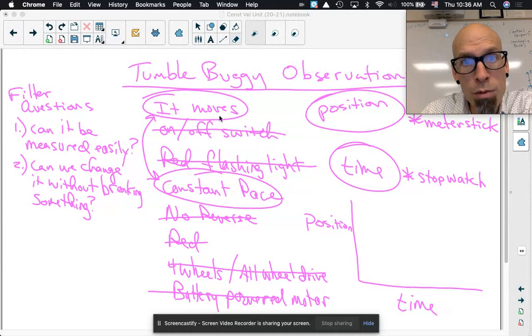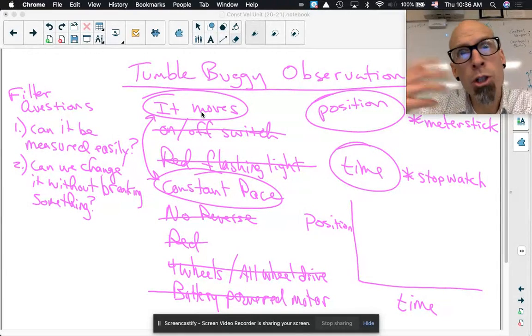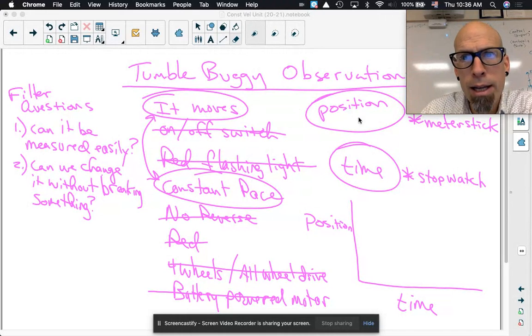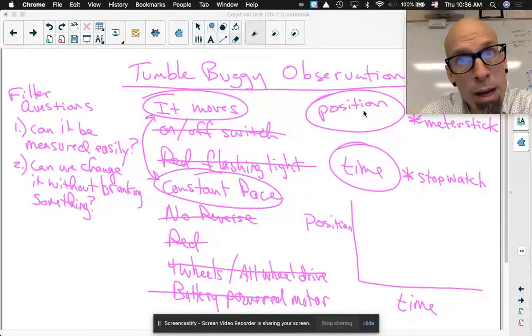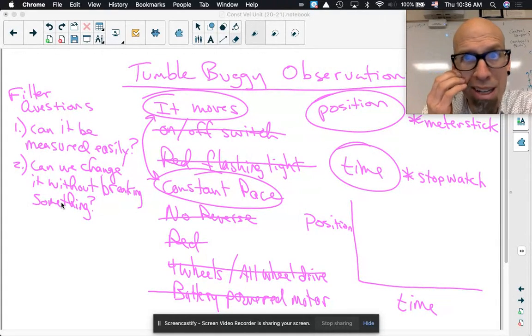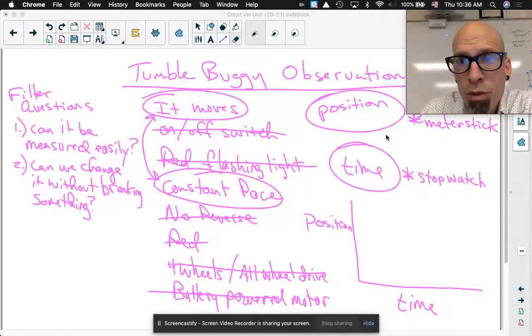Now, it moves. During some discussion, we figured out, hey, the fact that it moves means it's changing its position. Can you measure position? Yes, easily. With what? A meter stick. Does position change without breaking the thing? Yes, that's what it does. Its position changes because that's what the tumble buggy does. It moves.